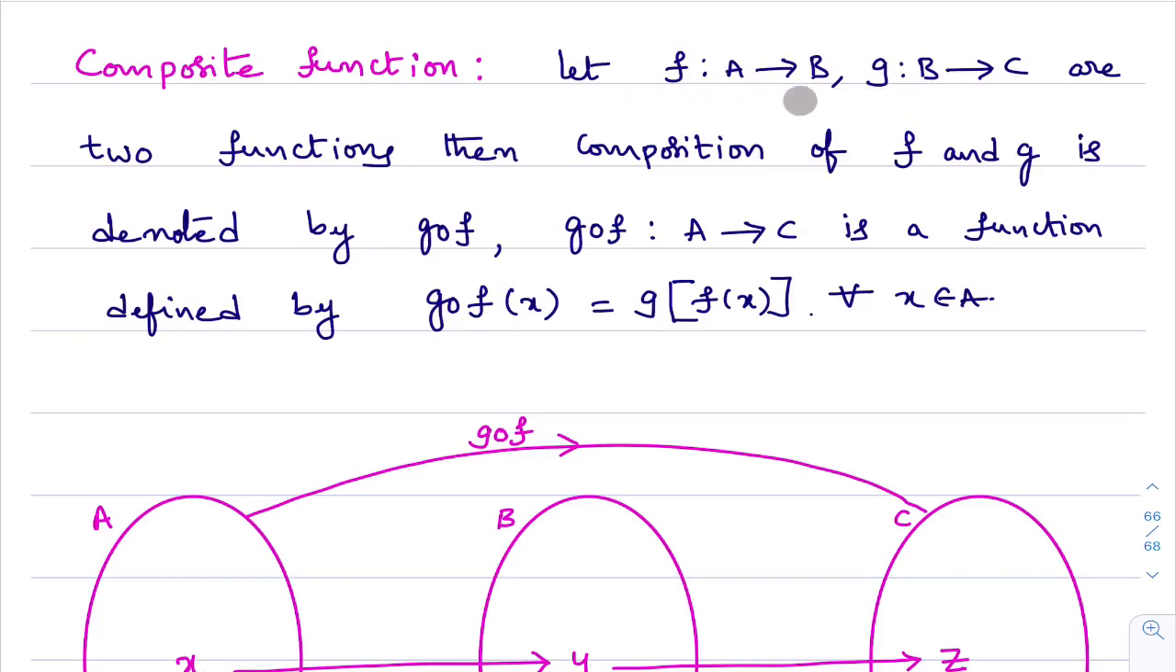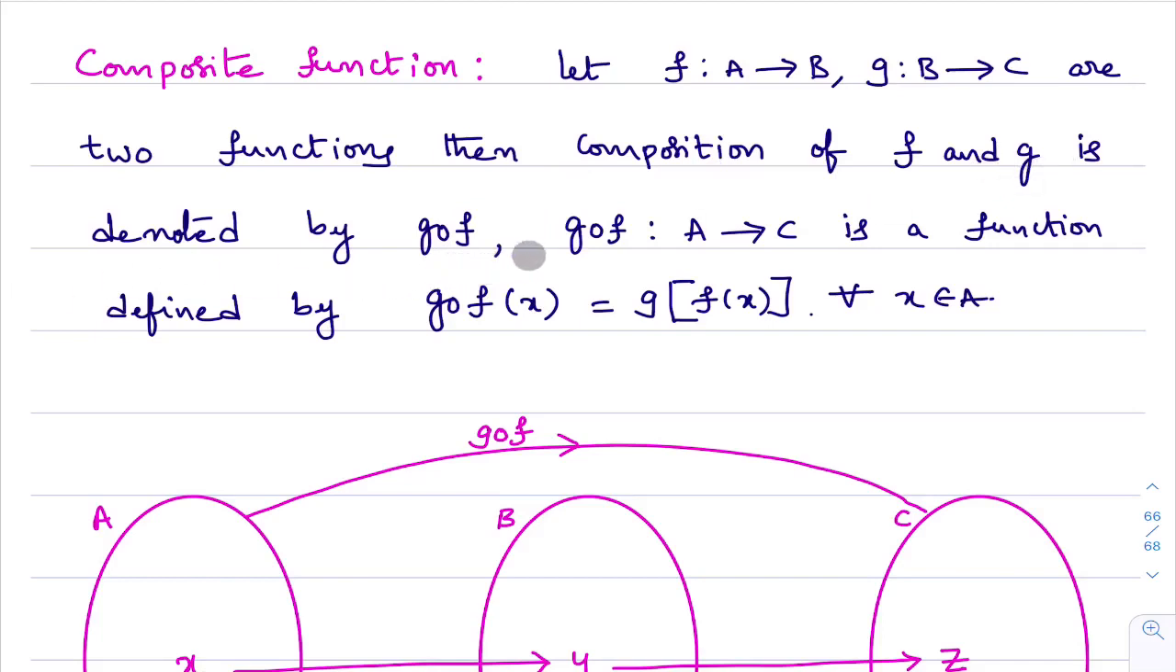F from A to B, G from B to C are two functions. Composition of F and G is denoted by G circle F. Some people read it as golf or something like that. It is not like that. You need to read it as G circle F, not golf. Some people say golf, fog, like that. It is not like that. You need to read it as G circle F.